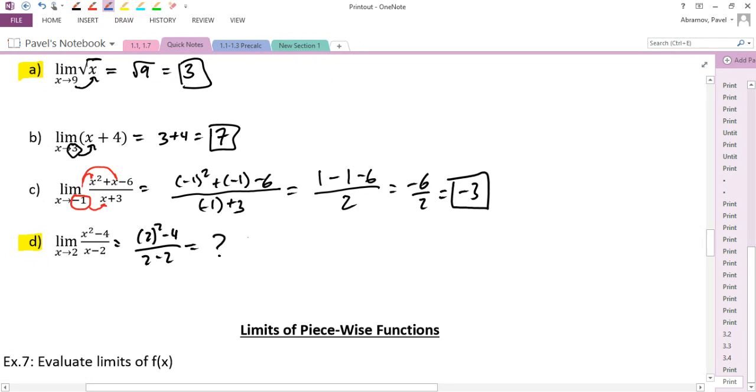Now we actually will learn how to calculate something like this in section 12.2, if I'm not mistaken. So we will figure out methods for evaluating limits algebraically, but it is not time yet.